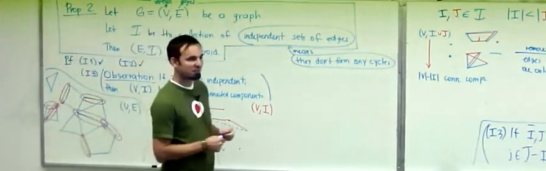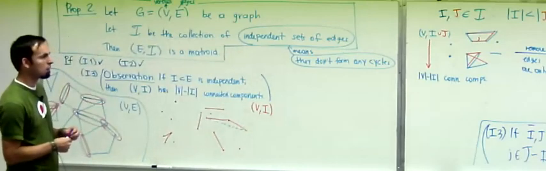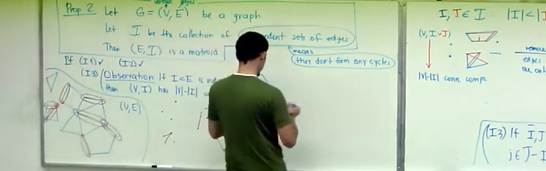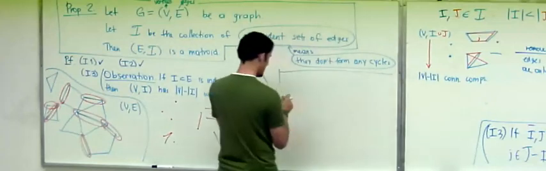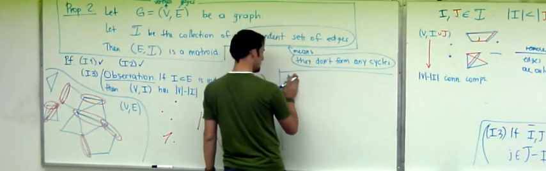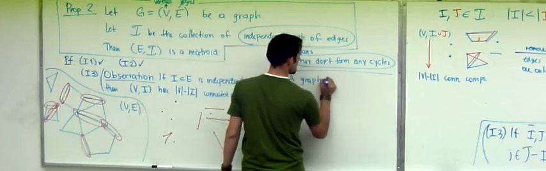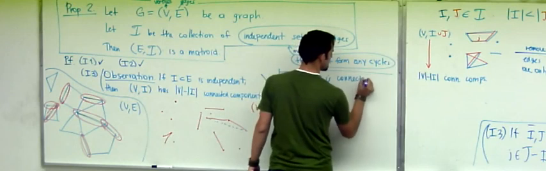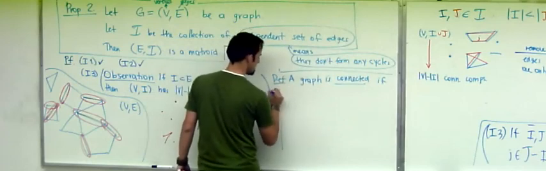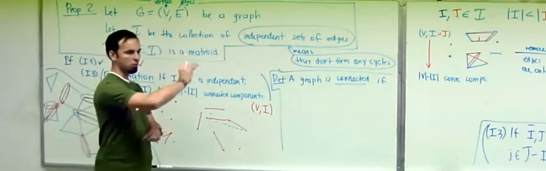Did you have a question, Miranda? I'm not clear with the definition of connected components. Can you say that one more time? OK. So a connected component, what's the best way to say it? Let's say a graph is connected. So this is a definition, right? Just to clarify some of the terms here. A graph is connected if you can walk from any vertex to any other vertex.